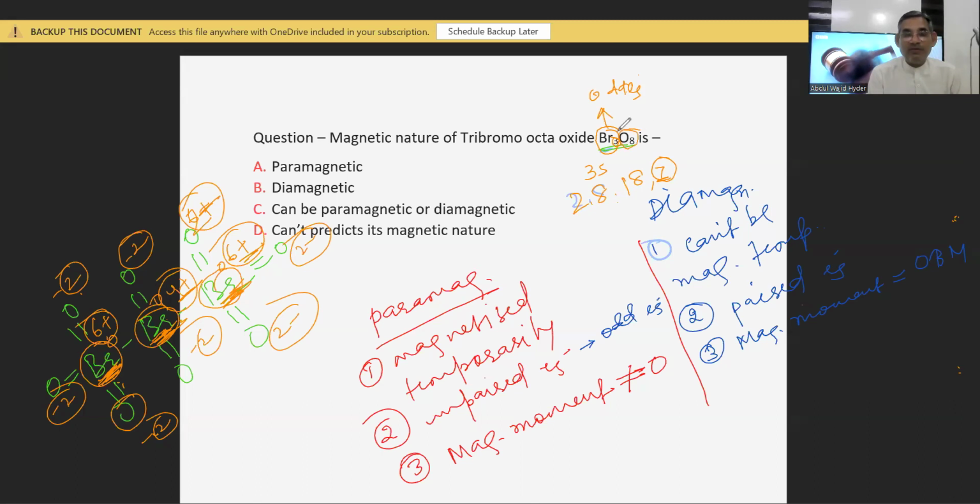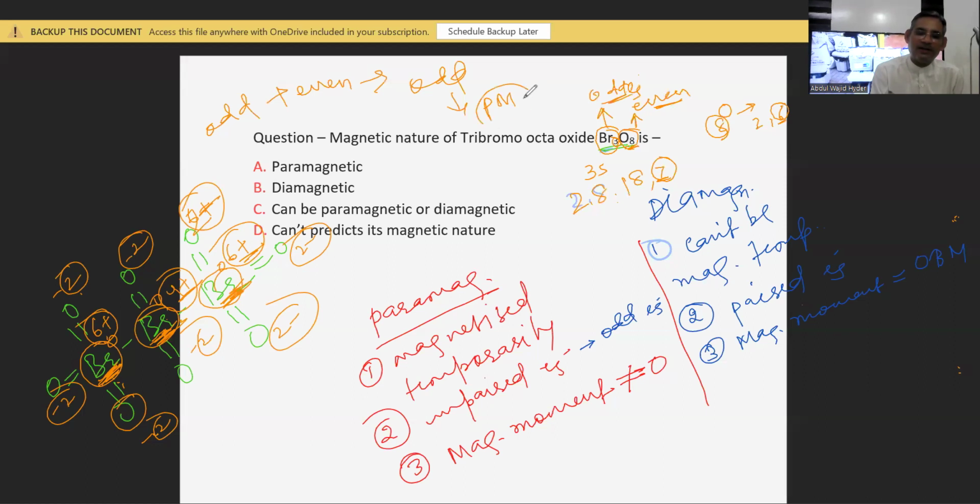This oxygen has an even number of electrons. The atomic number of oxygen is 8. Its electronic configuration will be 2, 6. So you can take either 8 or 6. Both are even numbers. So even into even: this oxygen has atomic number 8 and the total number of oxygen atoms here is also 8. So even into even will be even. Now see, odd number plus even number will always be odd and will always be paramagnetic in nature.